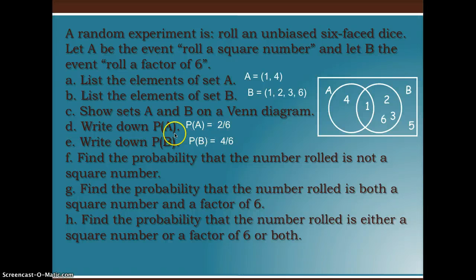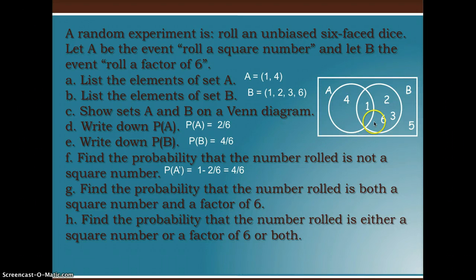Letter F, find the probability that the number rolled is not a square number. You know that the event for probability A is roll a square number. So we are just negating the event A. You can write the math notation, probability of A complement, equal to, and this is your fourth law, 1 minus your probability for set A, which is 2/6. So 1 minus 2/6 will give you 4 over 6.